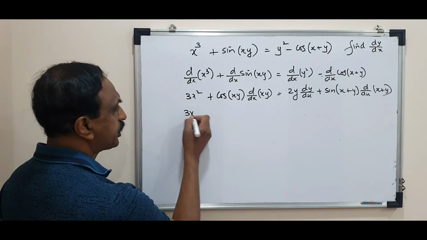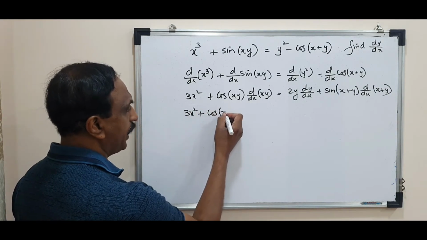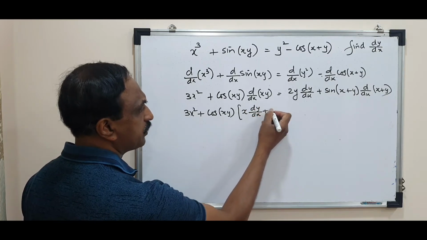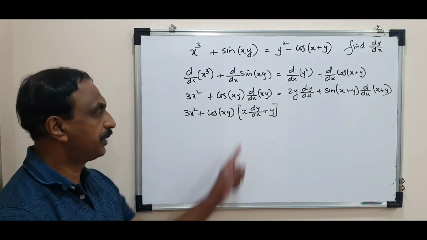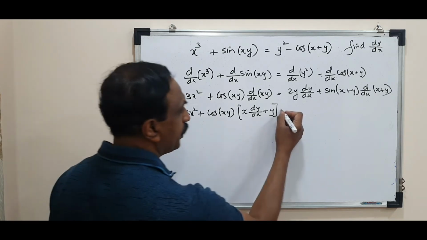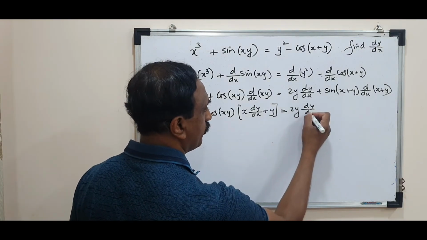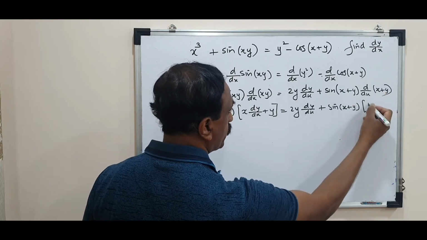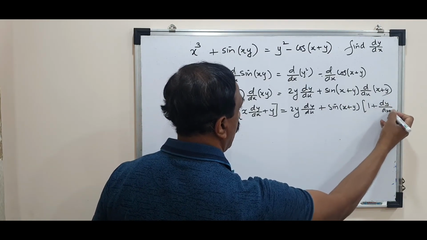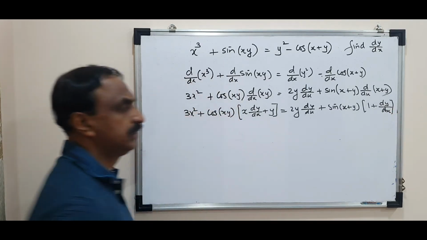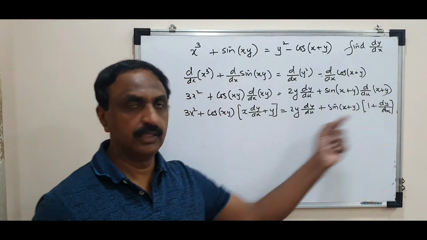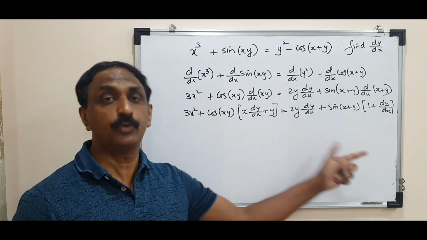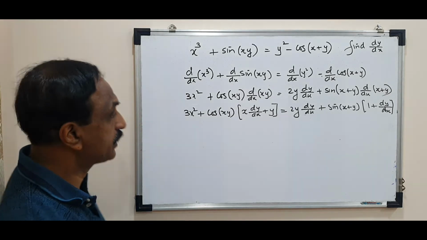Now 3x square plus cos xy. Now derivative of xy, x into derivative of y plus y into derivative of x. Bracket, very, very important. 2y dy by dx plus sine of x plus y. Again, bracket, very important, 1 plus dy by dx. I know that the majority of the students are going to make a mistake in this because of the bracket. So whenever your answer is not tallying, first check whether you have put the brackets or not. So that will give you your answer.